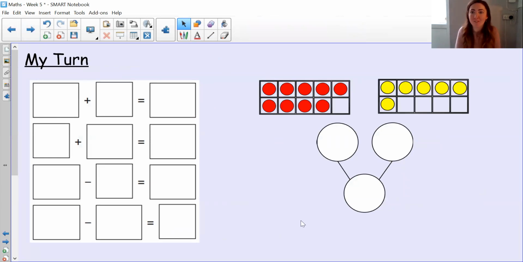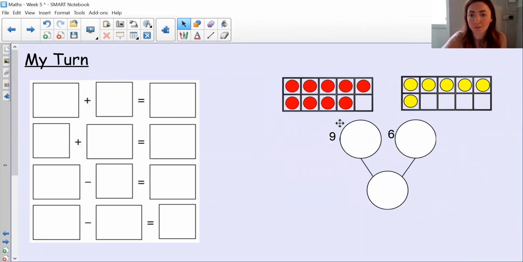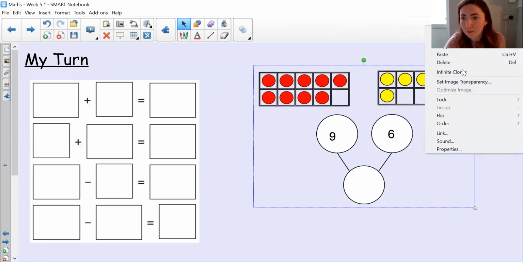All right, so have a look at the 10 frames. I'm going to do this one so you know what we are doing before you have a go with me in a minute. My 10 frames have got 2 different coloured counters in them. So there are 9 red counters and 6 yellow counters. So those are the 2 parts, 9 and 6. I'll just make the numbers a bit bigger so we can see them clearly. Bear with me a moment.